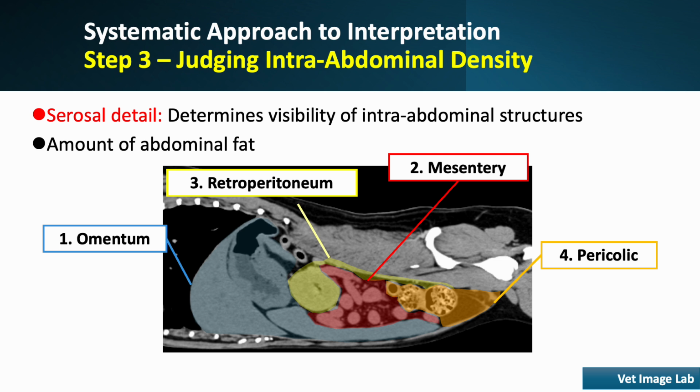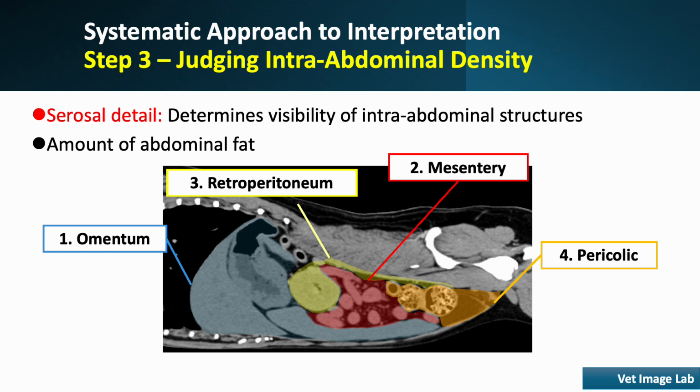The mesentery, shown in red, contains fat that surrounds and suspends the intestines. Well-developed mesenteric fat enhances the ability to separate individual intestinal loops. The retroperitoneal space, marked in yellow, is located behind the peritoneal cavity surrounding the kidneys and major vessels. If a patient has very little fat here, the kidneys may blend into the surrounding soft tissue, making them harder to evaluate. And finally, the pericolic fat, shown in orange, is located around the colon. This fat helps define the large intestine.